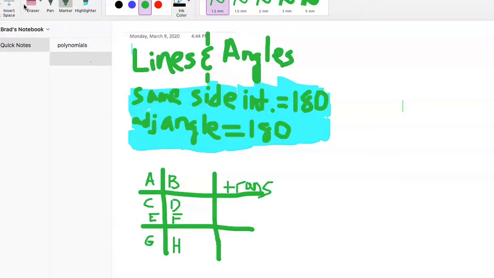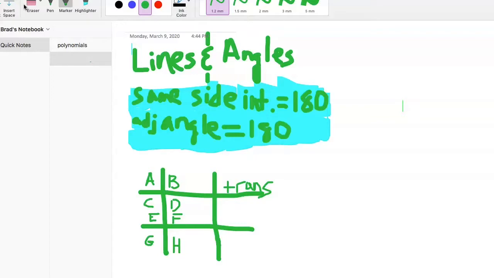Okay, so this can be confusing for some people. We start off here with our little notes at the top. It says same side INT, which stands for same side interior angle equals 180. We'll go over both of these definitions. It also says ADJ angle, which stands for adjacent angle, right? Those will add up to 180.